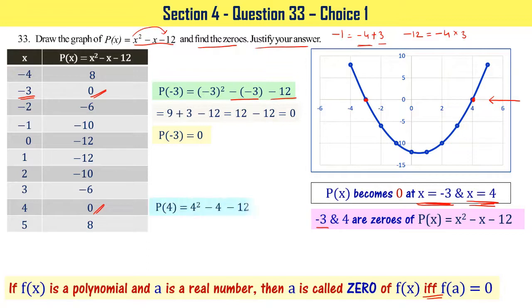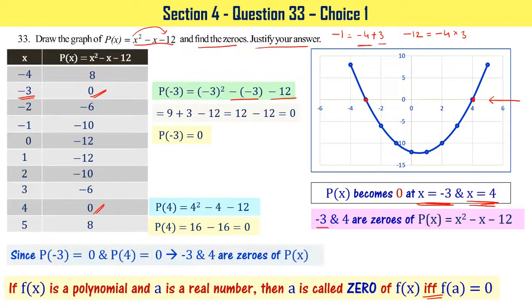Now let's see P of 4, that is also equal to 0. Hence, I can say that P of minus 3 and P of 4 are equal to 0, so that minus 3 and 4 are zeros of P of x, that is equal to x square minus x minus 12. Right? Now let's go to the next problem.